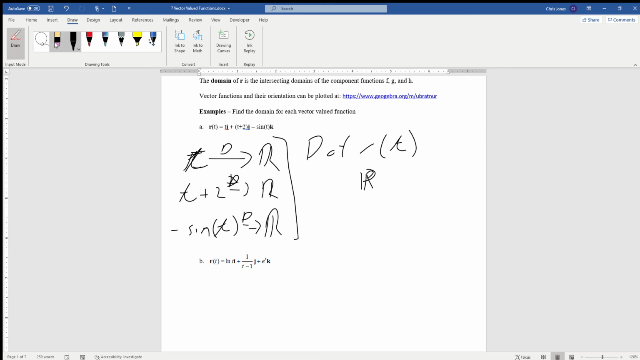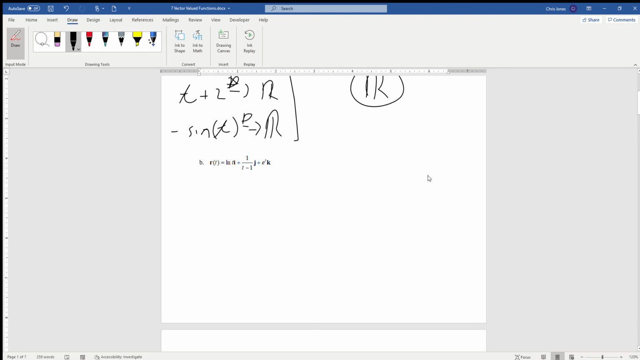All right, so that one was pretty easy, just to give you an overview as to how to do this. You just consider each of them, and when I say them, I mean the coefficients of the i, j, and k, and you just find the domains of each of those. Now, not every vector function is going to have all real numbers. So we have ln of t, we have 1 over t minus 1, and then we have e to the t, and we're going to consider the domain of each of those.